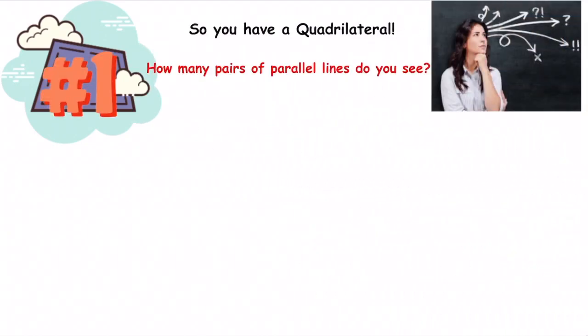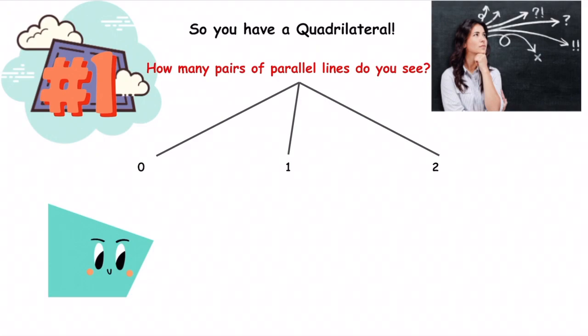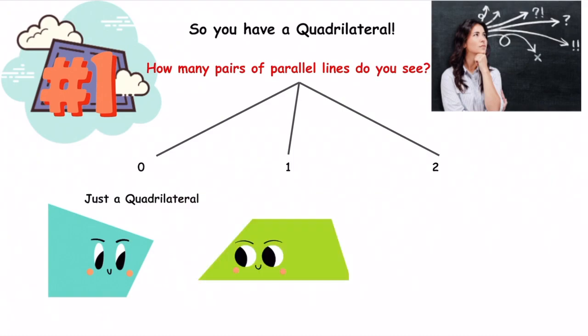How many pairs of parallel lines do you see? So these are lines that are opposite each other that are always the same distance apart. And there are 3 possible answers: 0, 1, or 2 pairs. So if you have a shape with 4 sides and nothing is parallel, well, you just got yourself a regular 4-sided quadrilateral. If it has 1 set of parallel lines like this little guy, then you have yourself a trapezoid.